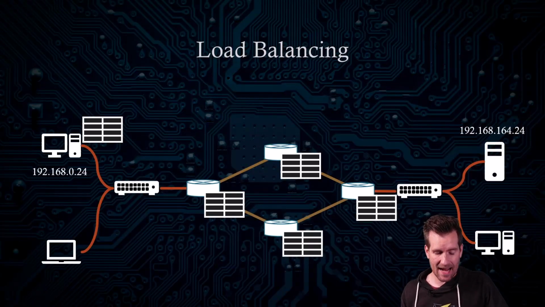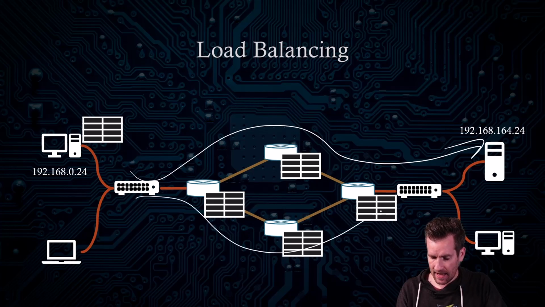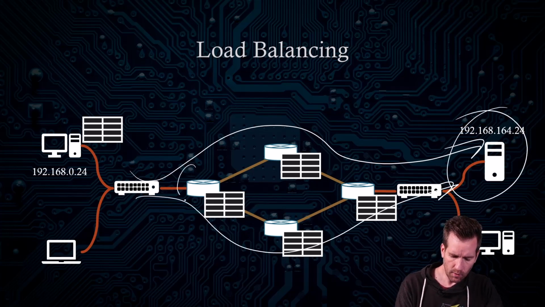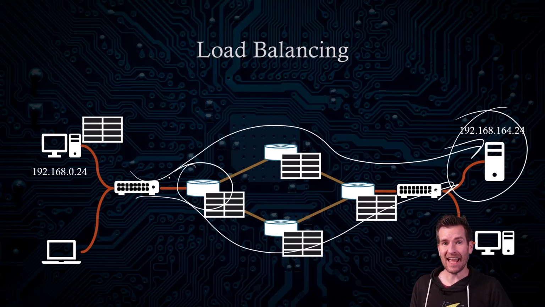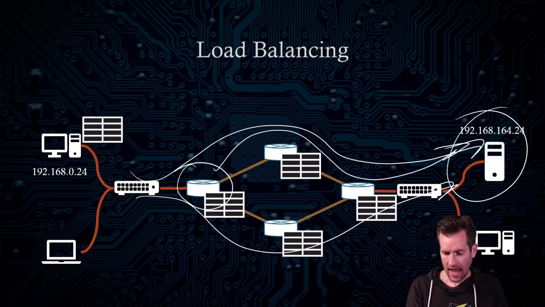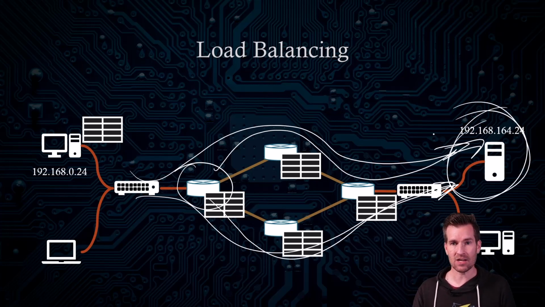So here's an example of a network that has two different routes that it can take to get to this network over here. And so this router right here can do load balancing to actually increase performance. What it will do is send some of the packets in this direction and other packets in this direction, giving it twice as much bandwidth to its end destination.